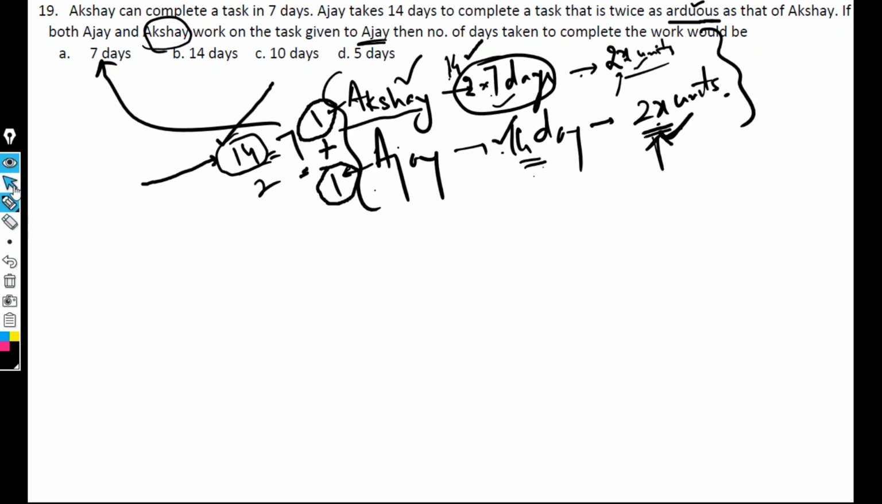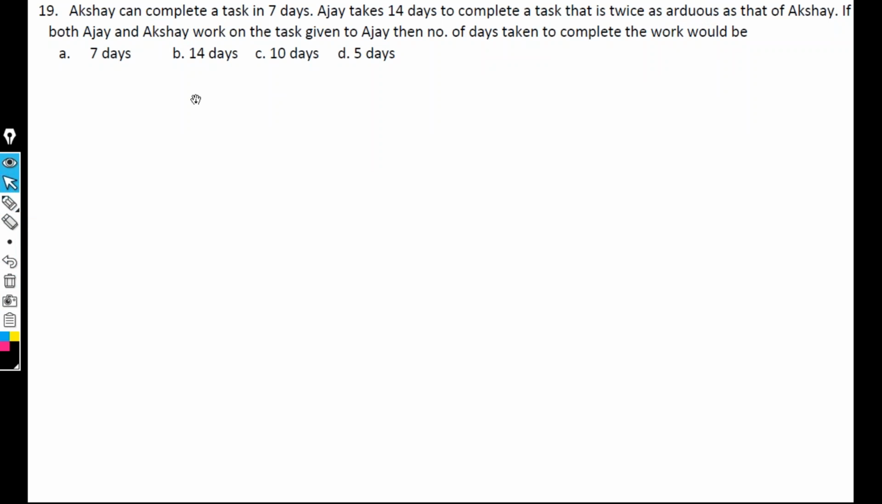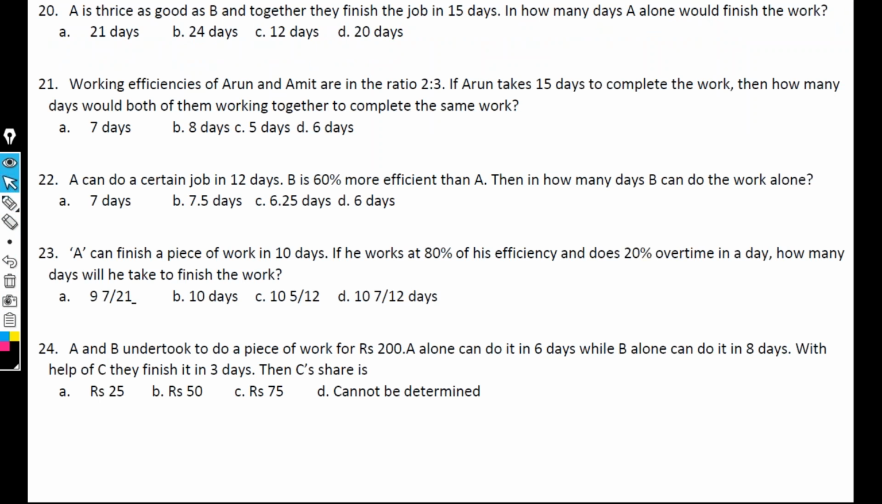Okay, good, good, good. Okay, now guys, solve question number 20th first. Tell me the answer for 20th. So we'll be doing it one by one. Only 20th, be quick.